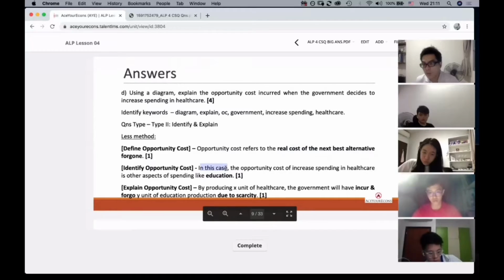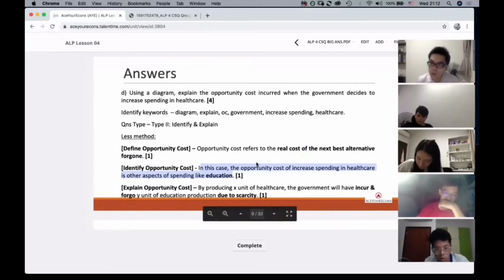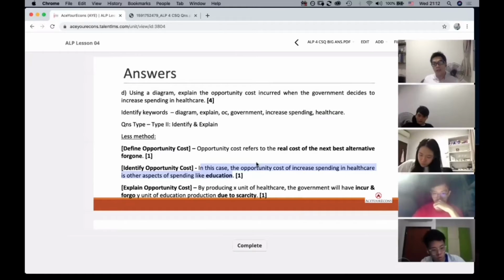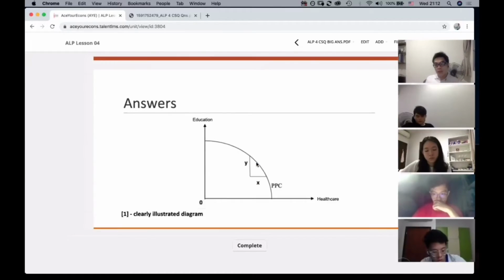Number 2, you need to identify a likely opportunity cost incurred for an increase in healthcare spending. If you remember what Minister Heng has mentioned, there is opportunity cost incurred in other spending, on developmental spending and education. So try your best to relate back to the extract to identify the avenues that the government can spend on instead of healthcare. 2nd mark. Let me jump to the diagram first.